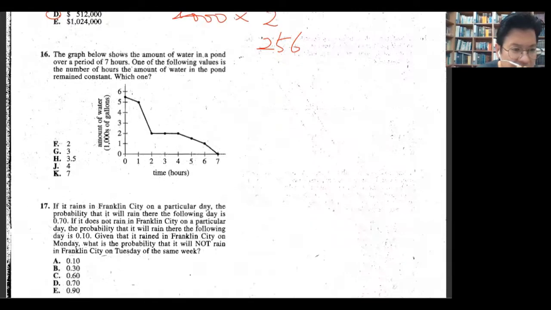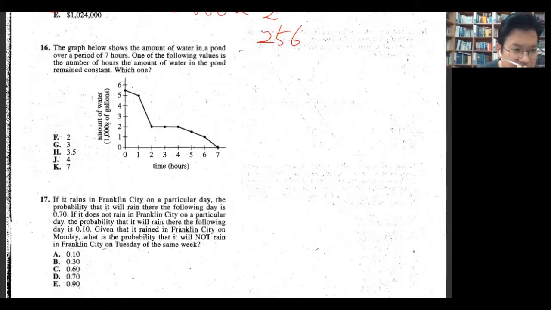Yeah. The graph shown below covers 7 hours. The number of hours the amount of water in the pond remains constant. Okay, remains constant, so it doesn't change, is 2 hours.